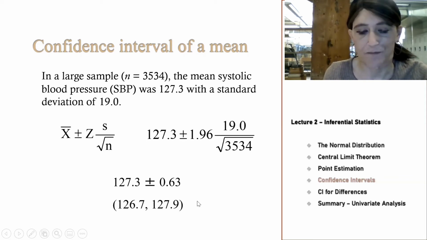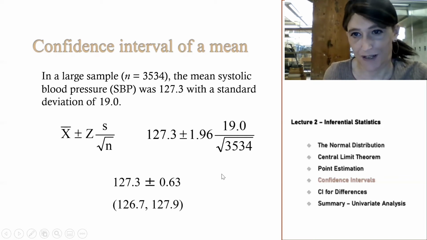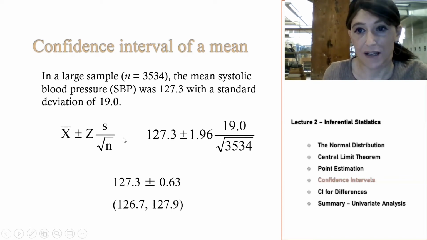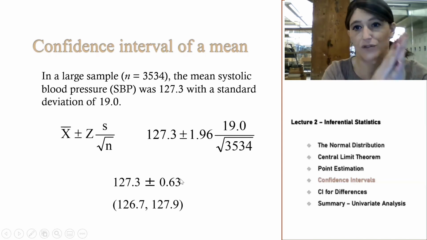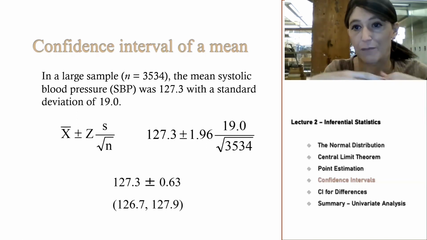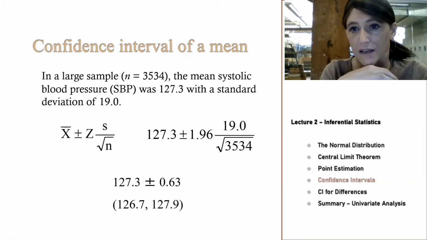Well, what does that say? And this is a 95% confidence interval. We would say that we can be 95% confident that the true population mean falls between 126.7 and 127.9. Okay. Notice if we had had a smaller sample size, this value, because it's in the denominator, would become larger and our confidence intervals would become wider. So sample size is really important in calculating the width of the confidence interval.